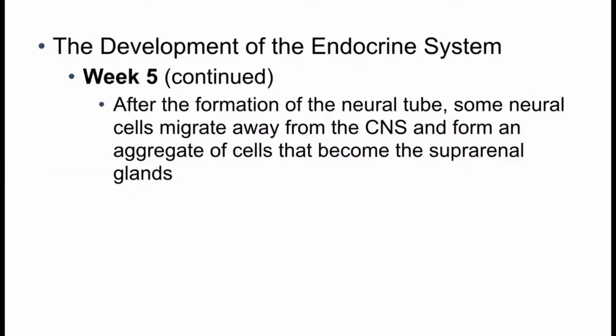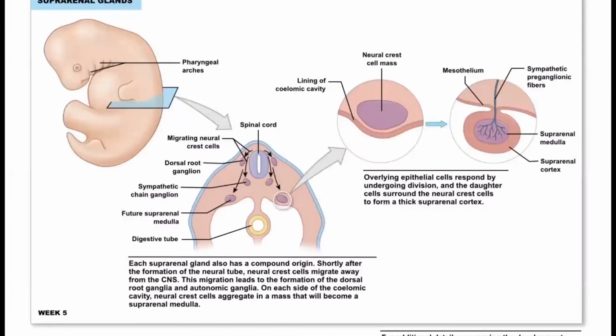All right, formation of the neural tube. Some of the neural cells migrate to form the central nervous system and form an aggregate that becomes your suprarenal glands. So the suprarenal glands actually start to form before the kidneys start to form. Okay, suprarenal gland and adrenal glands are the same thing. About week 5, they start to form the suprarenal glands. Okay, then the medulla forms first, then the cortex forms around it as the tissue pinches off inside. Remember, medulla is inside, cortex is outside for any gland.